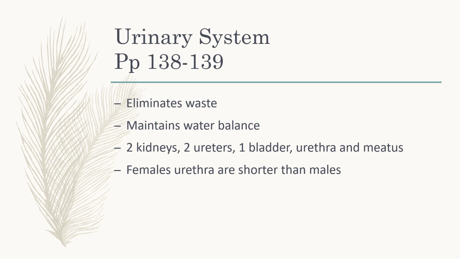Your urinary system is what eliminates the waste out of your body and maintains your water balance. It consists of 2 kidneys, 2 ureters, 1 bladder, a urethra, and a meatus. Female urethra are shorter than males, and that's why females are more likely to get a UTI. It doesn't have as far to travel.